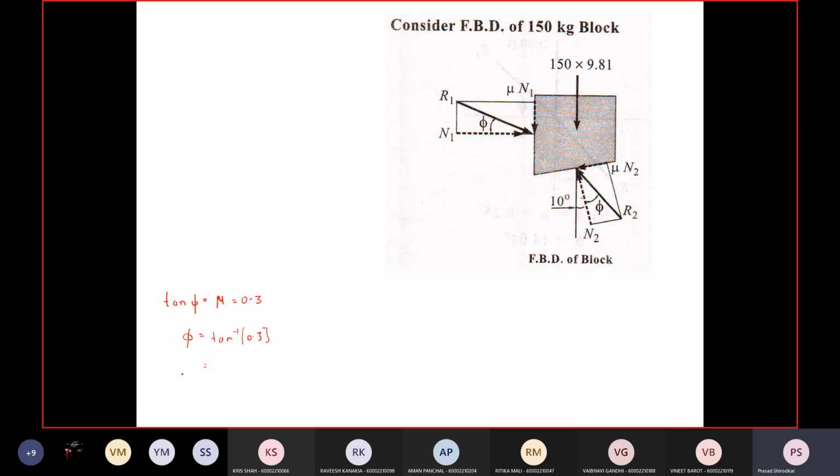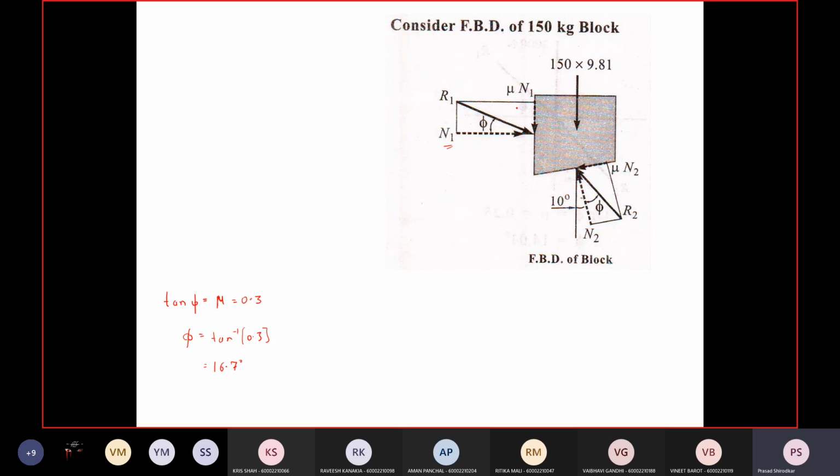Yes, anybody calculating? 16.69. I'm just going to round it up to 16.7 degrees. Okay. Now what I have done, I have reduced this. How many forces are there?